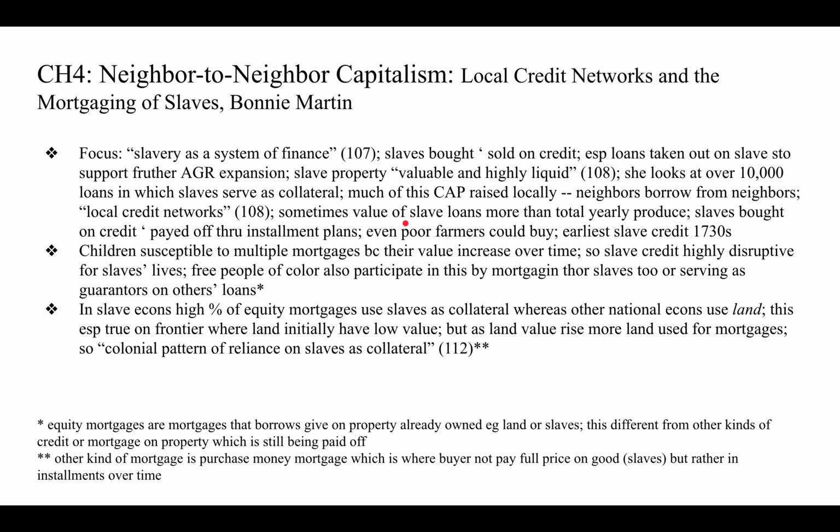Sometimes the value of these slave loans was more than the total yearly produce, so it was a lot of fictitious capital being traded in this way. Slaves were bought on credit, paid off through installment plans, so that even poor farmers could own slaves.